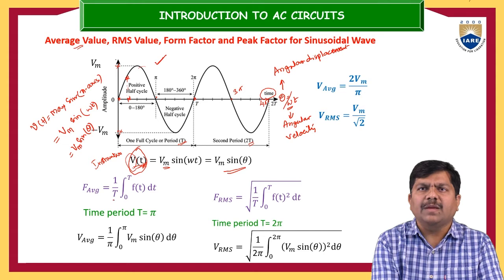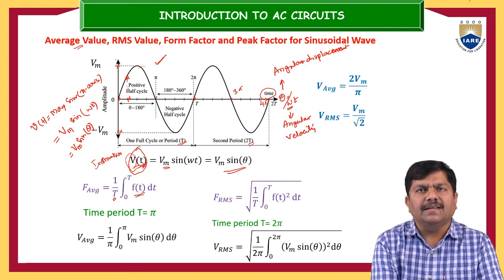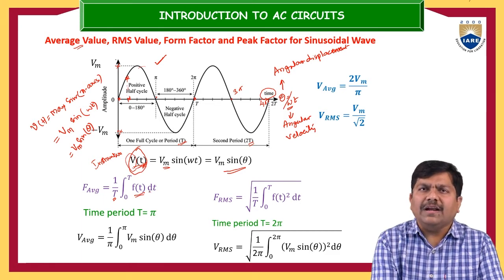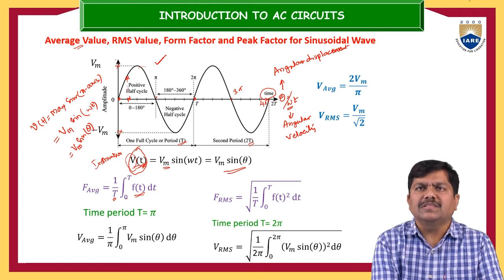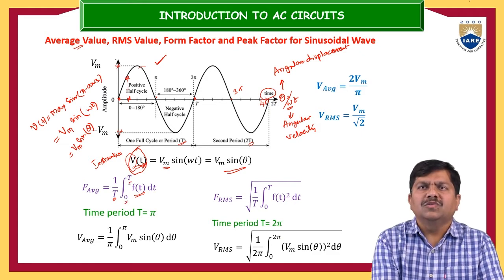T is nothing but the time period, and we integrate over 0 to T of f of t into dt. This f of t is the instantaneous value of the voltage waveform over time t. The limits of that voltage waveform are 0 and T, so you have to integrate this instantaneous function between two limits, the lower limit 0 and the upper limit T.